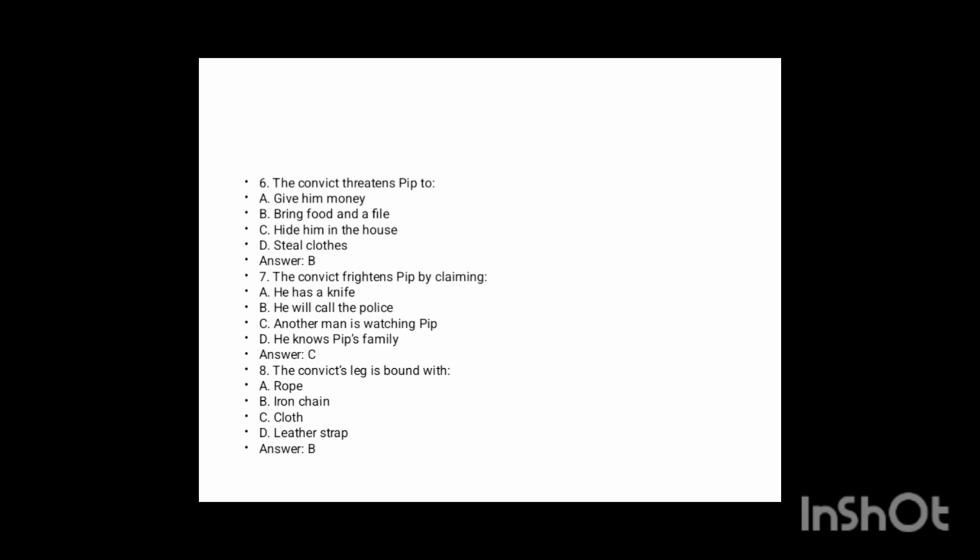Sorry, iron chain. The mood of the first chapter is mostly dark and frightening. The first chapter mainly shows Pip's innocence and kindness. So this was all of it.